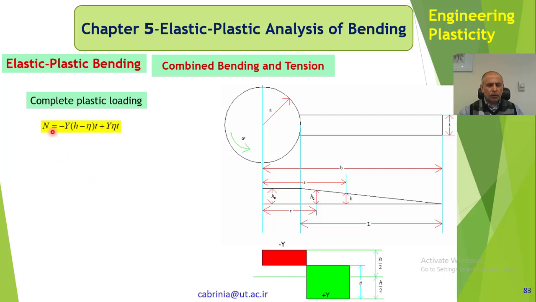Therefore, the normal force is equal to minus y times h minus eta times t plus y eta t. In fact, this is the writing, because y is the yield stress, times this area gives you the normal force, and that plus y times this area gives you the normal force. So that is the normal force.